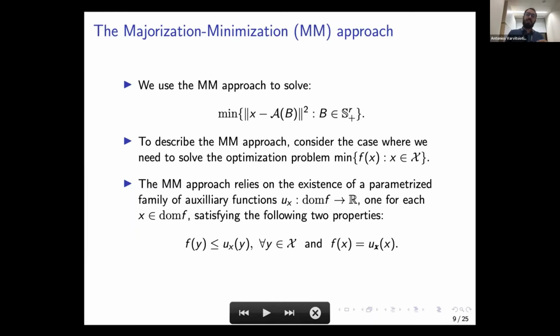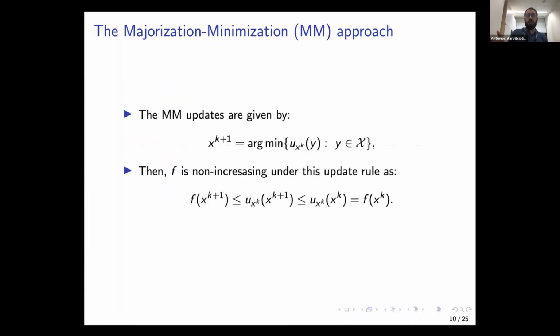The second thing is that at the specific point x, when you evaluate the auxiliary function at x, it needs to touch your function. These are the two things that you need. As long as you have these two properties, you essentially have an algorithm. Again, this is all high level. The algorithm is the following: you have your kth iterate, x_k. Then you set up the auxiliary function corresponding to x_k, you minimize that, and that is x_{k+1}. That is your new iterate.